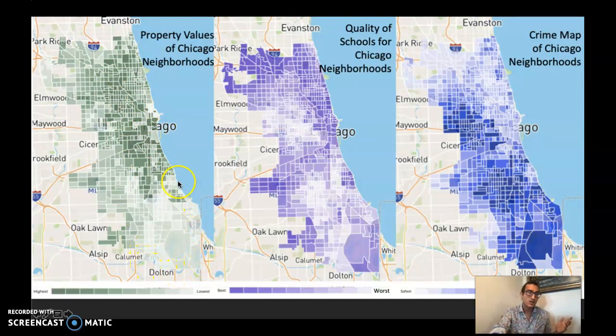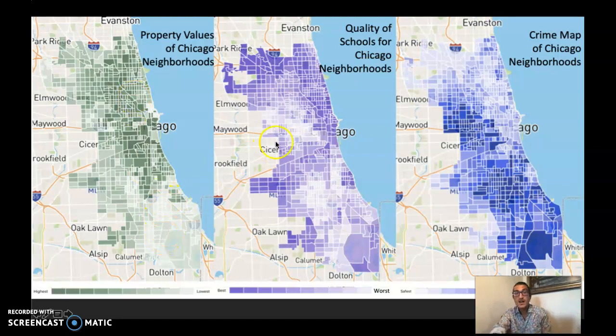Now, the south side of Chicago is notoriously known as one of the poorest, most dangerous parts of any city in the United States. And what we are seeing here is that the property values on the south side are very, very low, right? Almost white in comparison to the property values on the northeastern part of Chicago, where many of these neighborhoods are very, very dark green, okay? So property values, right? The cost of housing in the northeastern part of Chicago, significantly higher than in the south side of Chicago.